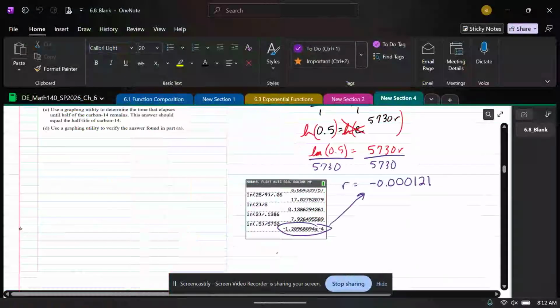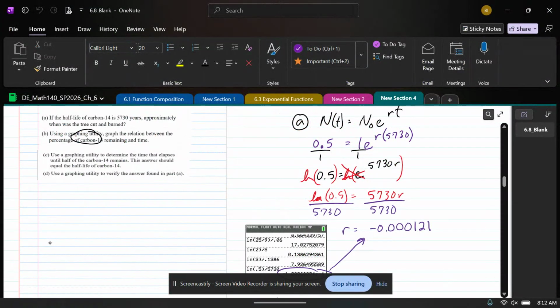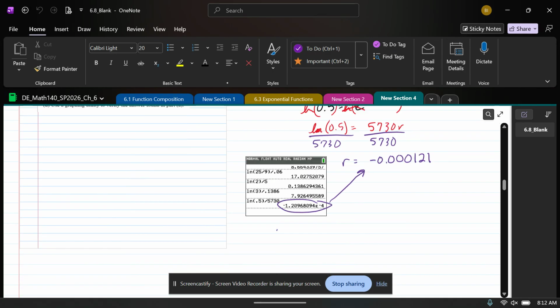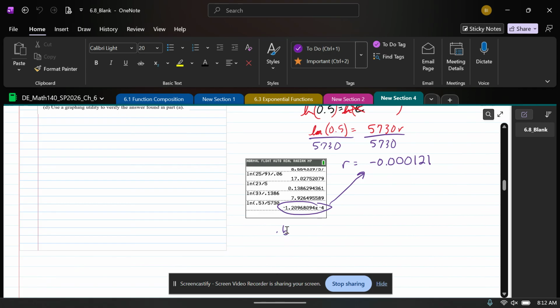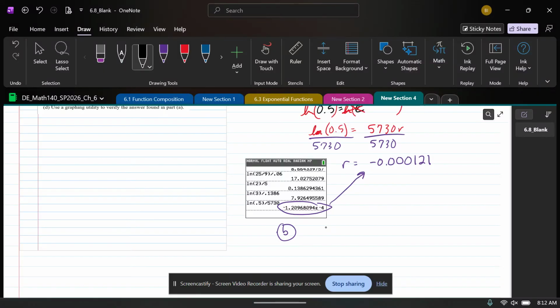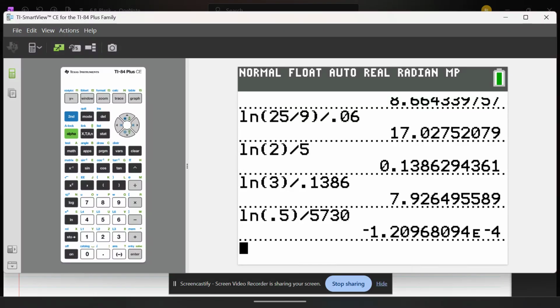We were on part B there, where it says use a graphing utility to graph a relation between the percentage of carbon 14 remaining and time. So we are going to graph this function. So we're building that function. So we know that N of t, we're starting with 100%. So I'm going to make that a 1, e to the negative 0.000121 t. Okay, that is what we're graphing. So I'm going to go to the calculator and I'm going to graph that.